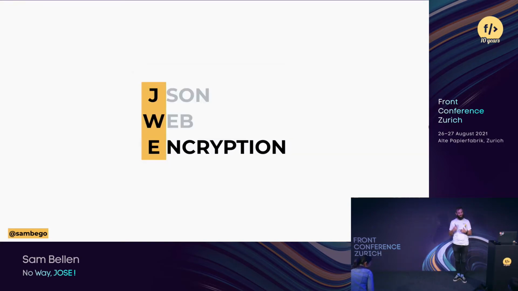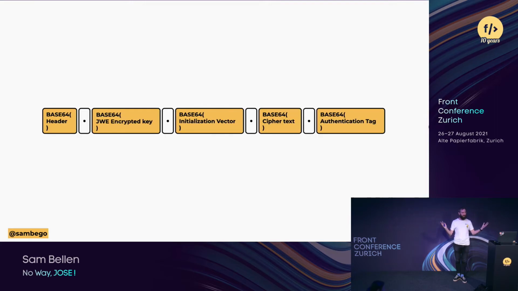JSON Web Keys, JSON Web Signatures. We also have JSON Web Encryption, which is a very long string consisting of 5 parts with a dot in the middle. Again we have a header, an encrypted key, an initialization vector, a ciphertext, and an authentication tag, which is a lot of special words that have to do with encryption.